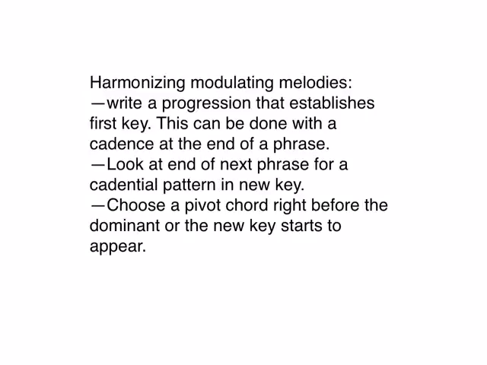The last concept we'll be covering today is harmonizing modulating melodies. And here's what we suggest. You need to write a progression that establishes the first key, and this can be done with a cadence at the end of a phrase or with a strong progression earlier in the phrase. Look to the end of the next phrase for a cadential pattern in the new key, and then choose a pivot chord right before the dominant of where the new key starts to appear.